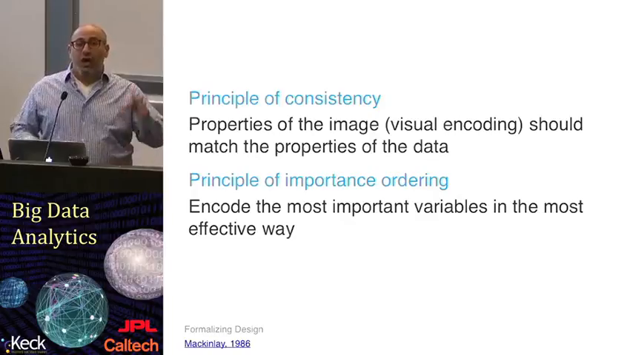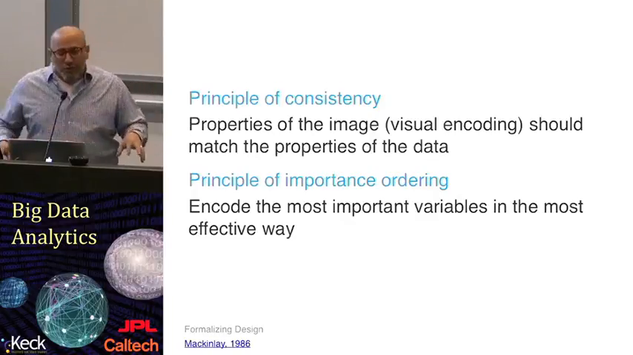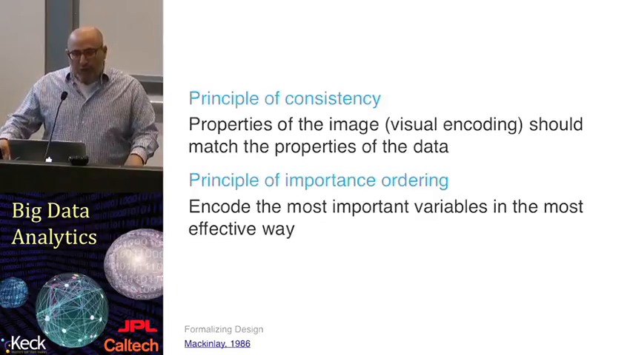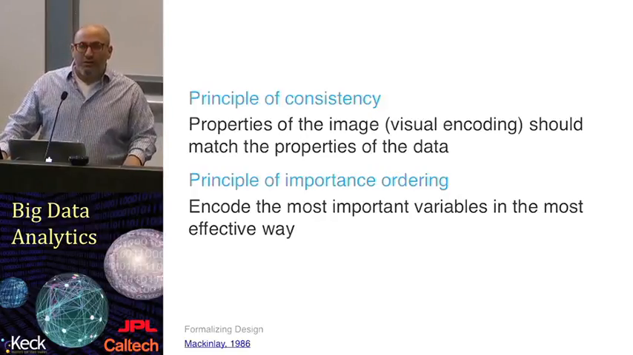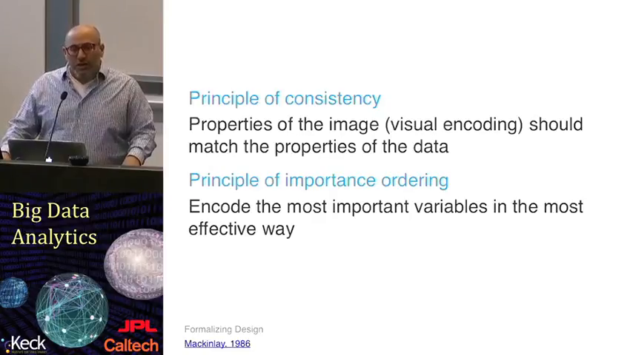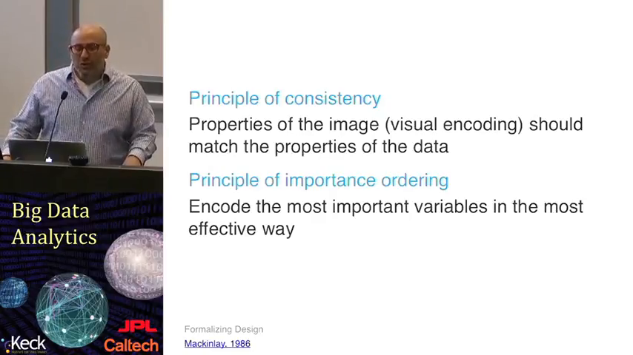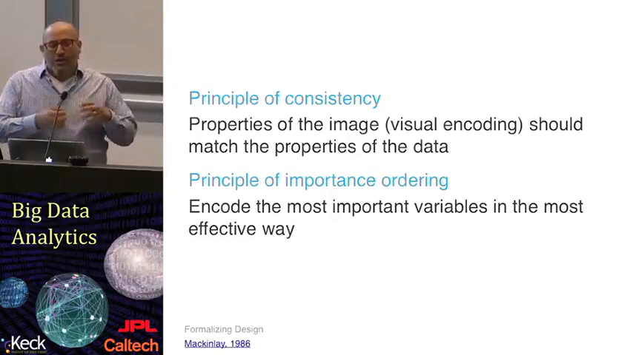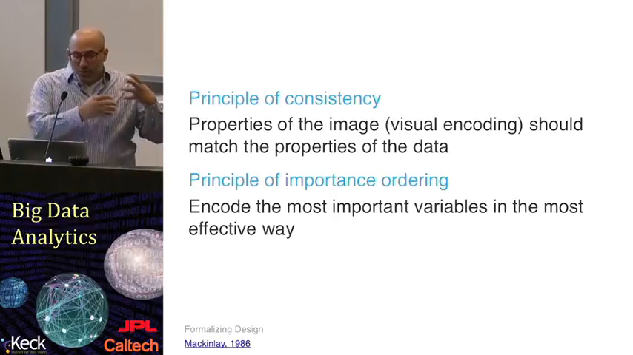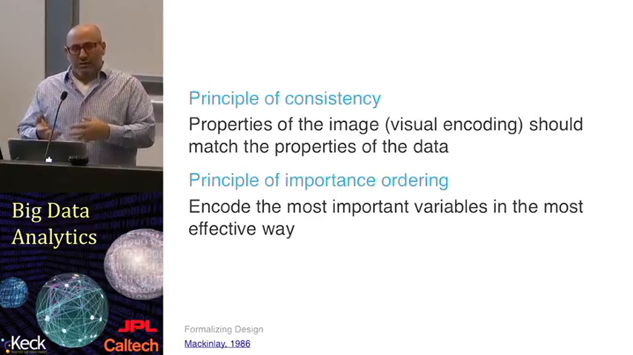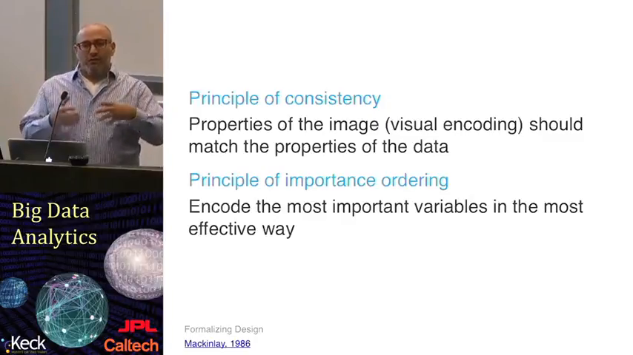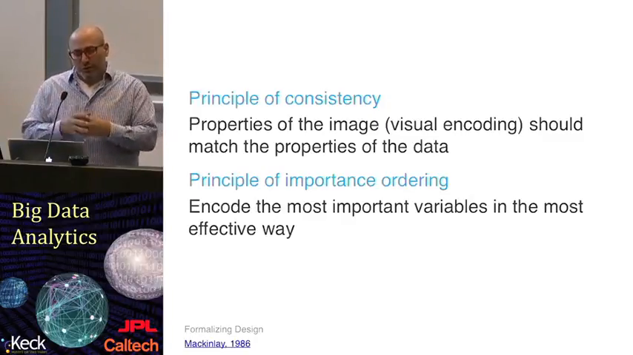Well, actually color and shape, etc. So what we find important is this idea, going back to Jock Mackinlay, one of the early visualization thinkers, is he put forth these heuristics. The first being something called the principle of consistency. And that means that the properties of the image should match the properties of the data. In other words, if something's big, the data should make it look big. If it's small, the data should make it look small.